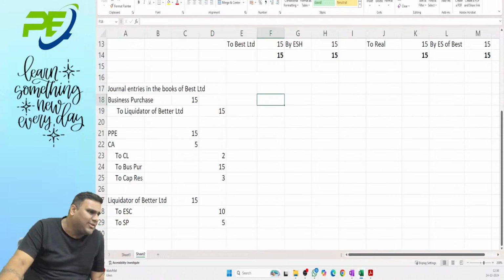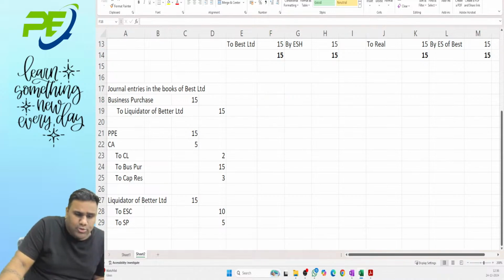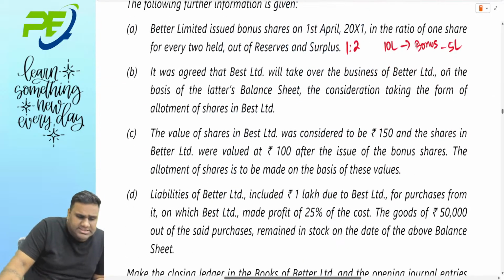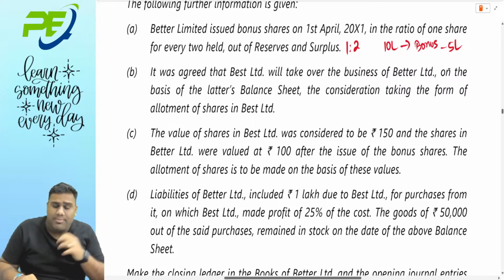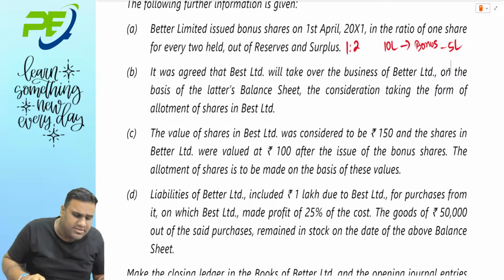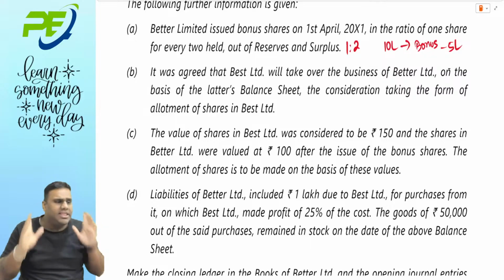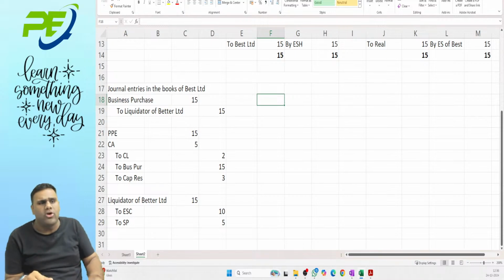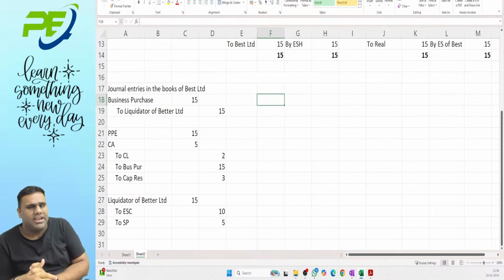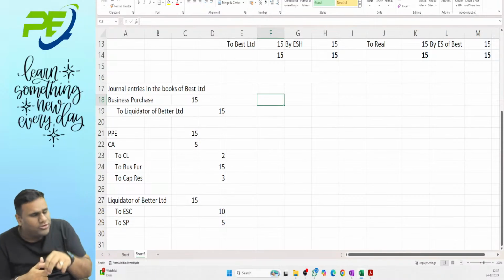So till here it was simple, easy. Now two things. Last, liabilities of Better Limited include 1 lakh due to Best Limited for purchases from it, on which Best Limited. So the second part we'll do later. This 1 lakh journal entry. Creditor to debtor. Students write that and we reduce the marks. Creditor of Better to debtor.